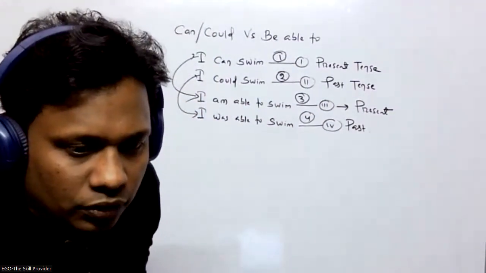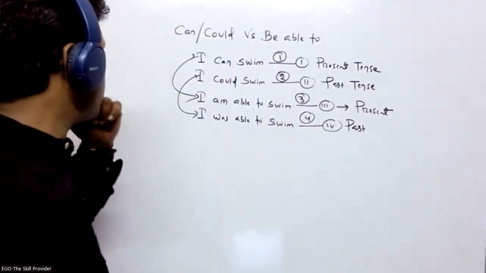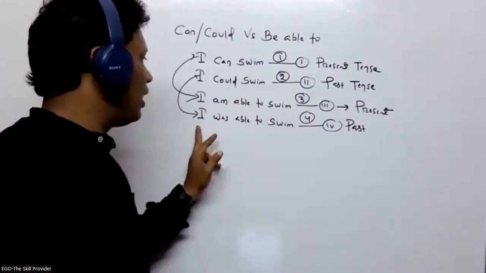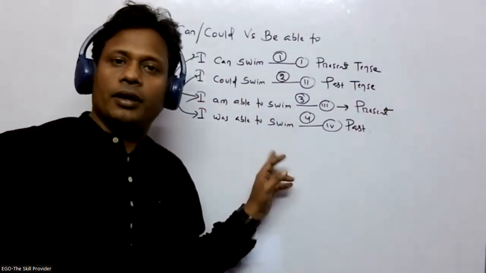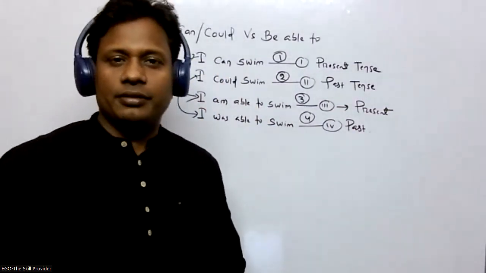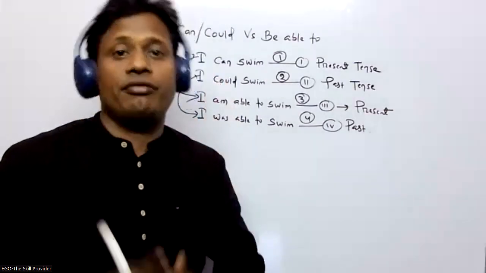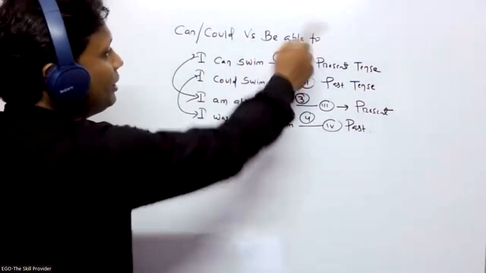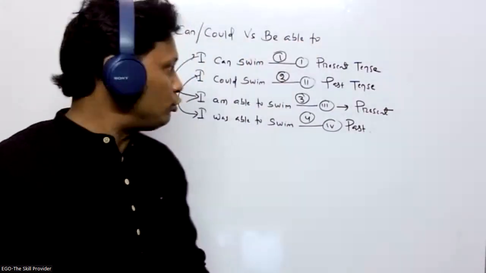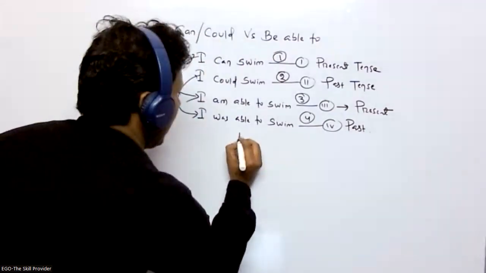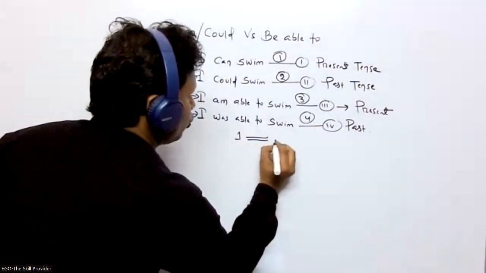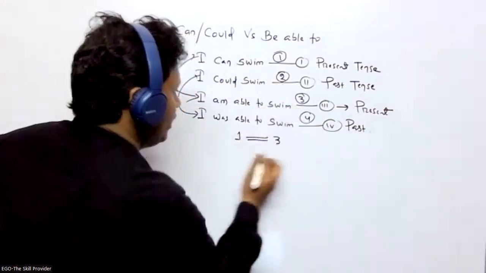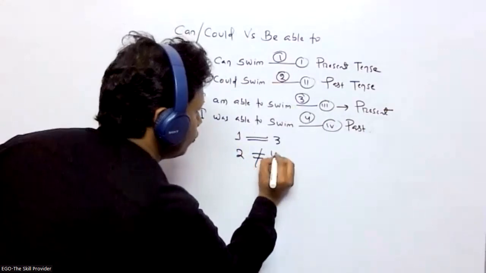Okay. So what is more interesting? I can swim, I could swim, I am able to swim, I was able to swim. People say there is no difference. But believe me, my friends, there is a difference. And what's the difference? The difference lies in could and was able to. If you say there is no difference, 1 is equal to 3, but sometimes 2 is not equal to 4.